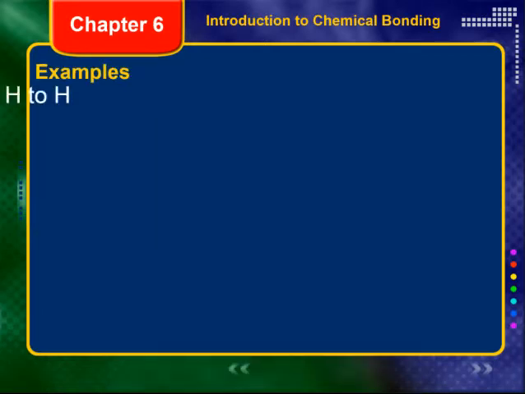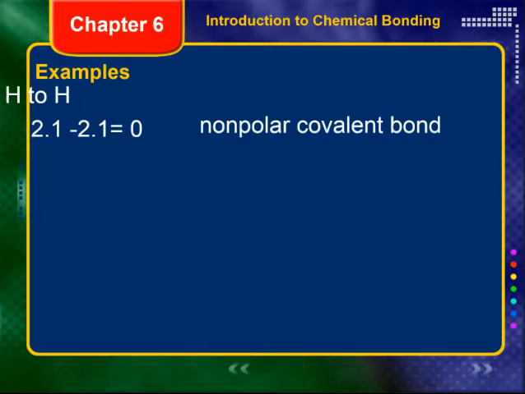All right, now we'll get to the examples. So if I want to figure out what kind of bond hydrogen and hydrogen are going to show, I simply calculate the difference between the two electronegativities. So that's going to be 2.1 minus 2.1. That's going to be 0. There's 0 difference. That's going to be a nonpolar covalent bond.